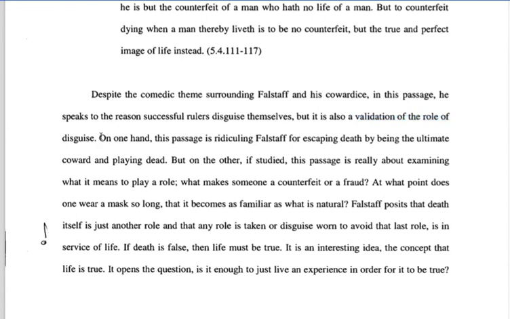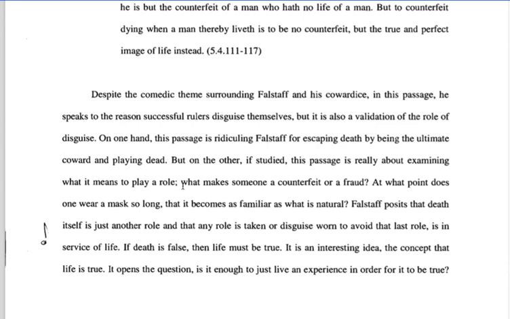I want to make this point about how to conclude a paper. On one hand, this passage is ridiculing Falstaff for escaping death by being the ultimate coward and playing dead. But on the other hand, if studied, this passage is really about examining what it means to play a role. And this is the point the student wants to make. The larger point that I would like to conclude my paper by saying is that Shakespeare is interested in what it means to play a role. This is why we should care about disguise in Henry IV, because understanding disguise in Henry IV lets us understand the larger theme of what it means to play a role that we can find in other Shakespeare plays as well. This is how you want to conclude.